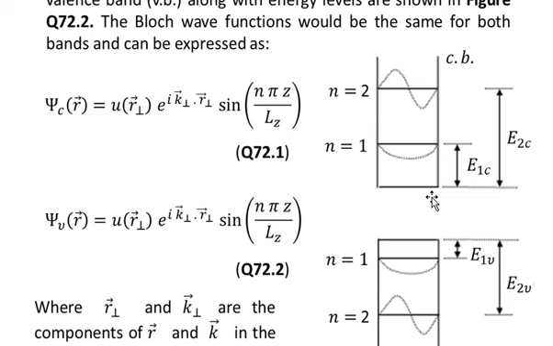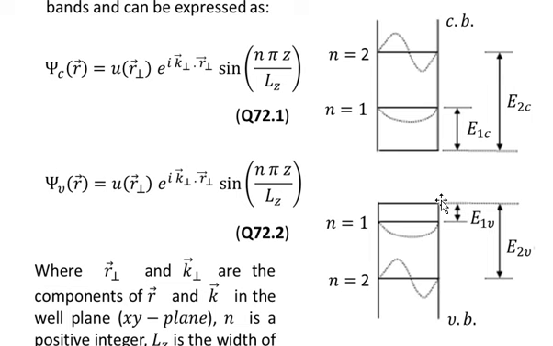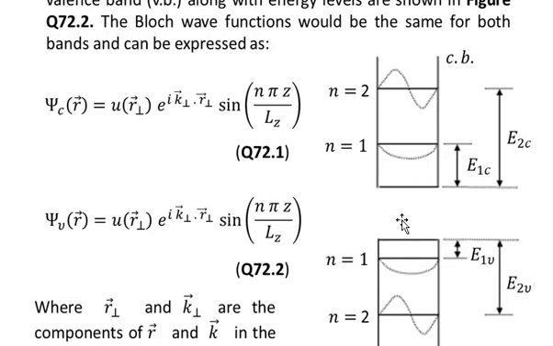So you can notice one difference: the gap of energy, that is E1v, is not equal to E1c. And we have shown the n is equal to 1 level in the conduction band at greater height in comparison to the n is equal to 1 level in the valence band. There could be many reasons, and one of the reasons could be the effective mass of the electrons and holes in these bands.